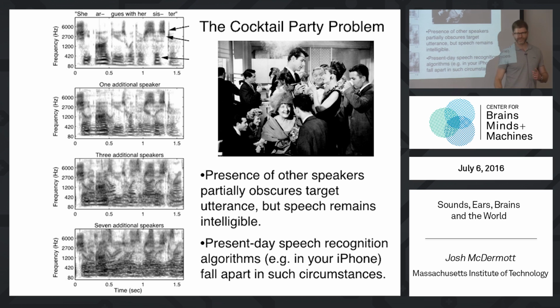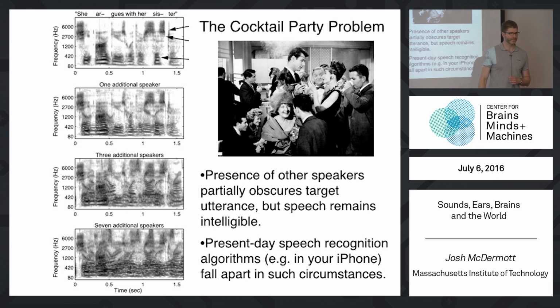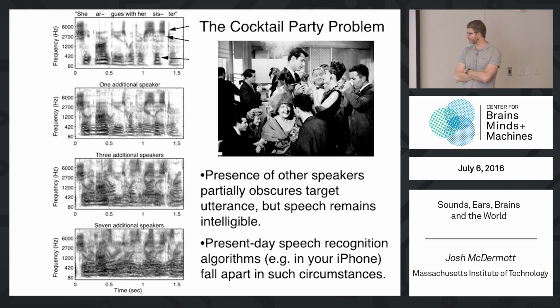And how many people felt like they could kind of hear the target talker down here? Yeah, quite a few of you, right? So, okay. People are really remarkably good at this. It remains beyond the reach of present-day speech recognition algorithms. Your iPhone, for instance, will work pretty well if you're in a quiet room, but you take it to a restaurant and it's probably pretty hopeless.